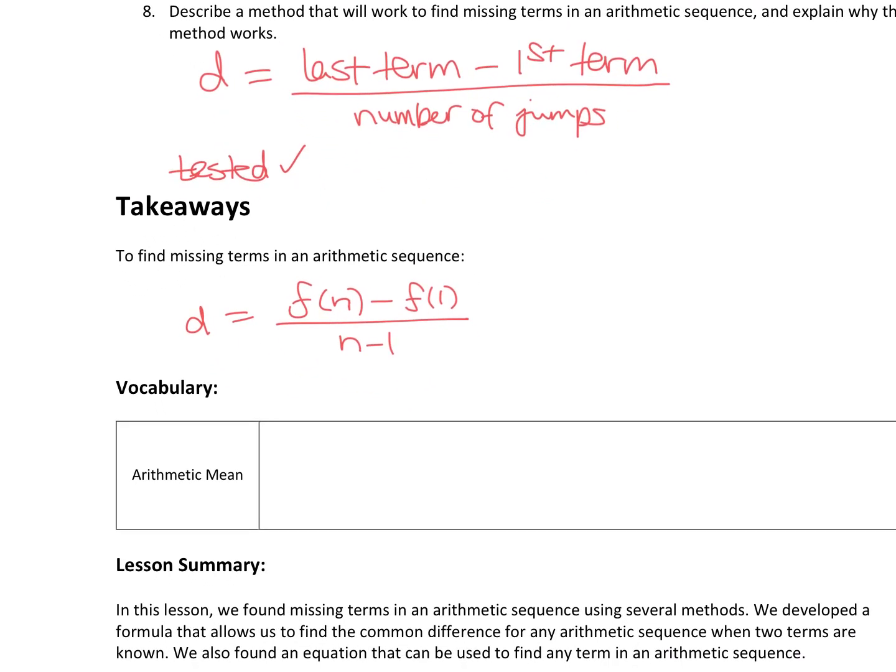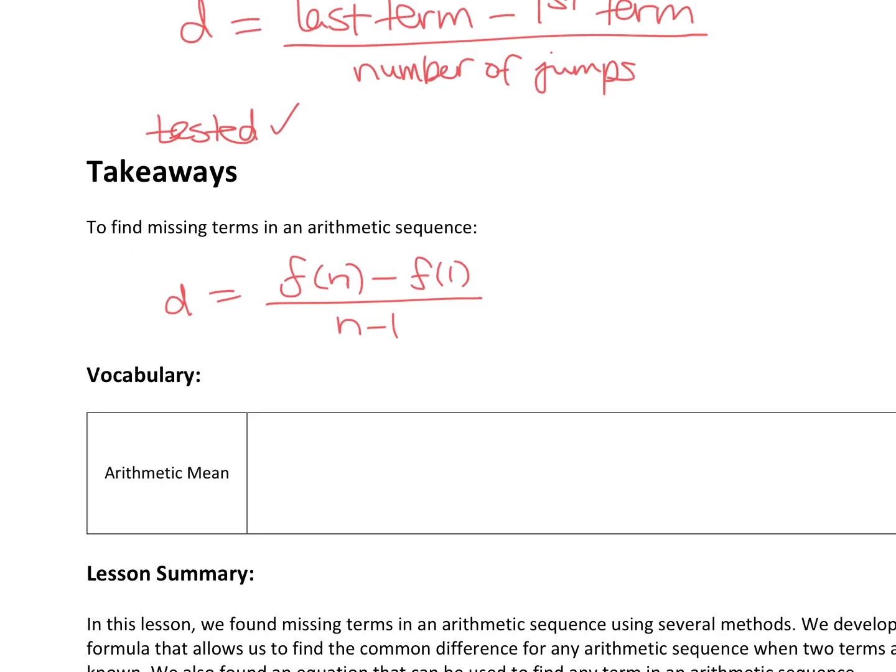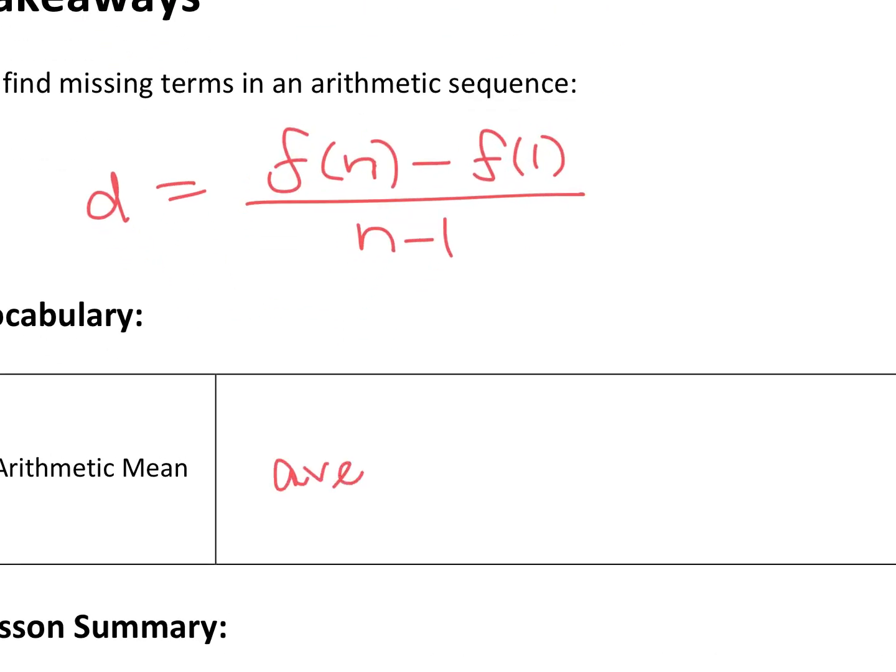We do have one vocab term to fill in. It's arithmetic mean, and all that is the average. Just a really quick review of what average is. Let's say you've got 20 people, and you want to know what their average height is. What you would do is you would add up all their heights and divide by how many people you surveyed. So if there's 20 people, you add up all their heights and divide by 20. That's the average, which is what we're doing here. We're finding an arithmetic average to help us find the common difference and fill in those missing spots.